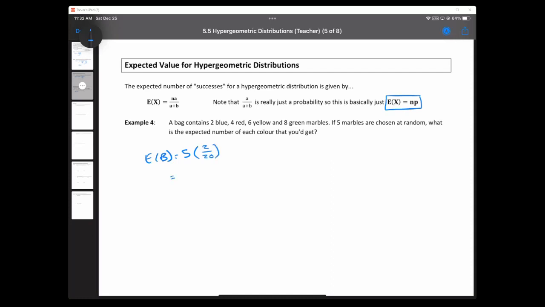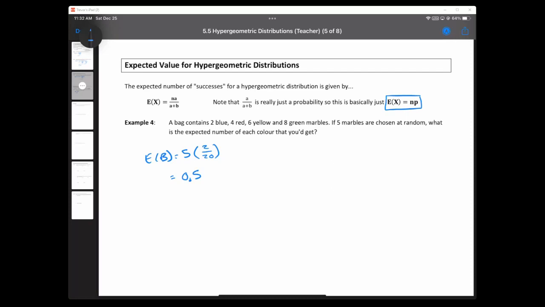So 2 out of 20 gives us, times 5, is 10 out of 20, or 0.5. And just one final reminder, because I see it on tests all the time, a bunch of people will convert that to 50%. That's not the answer to the question. I'm not saying 50% marbles. I'm saying there are 0.5 blue marbles. This is not a probability. Don't convert to a percent.